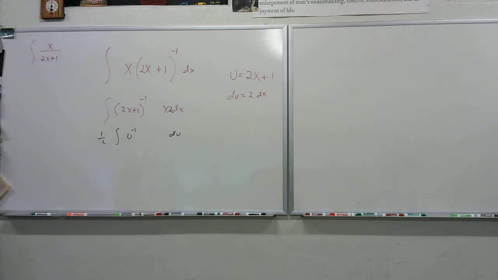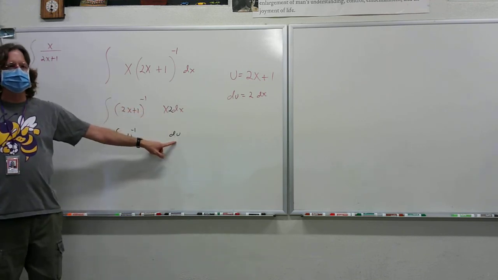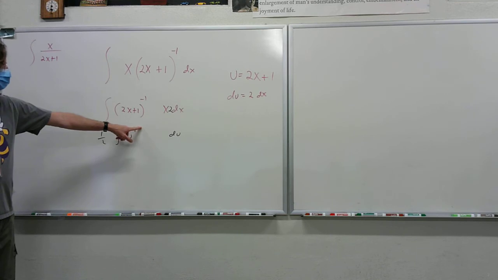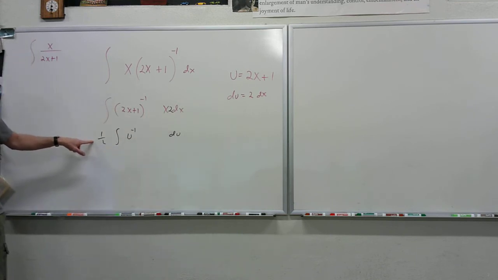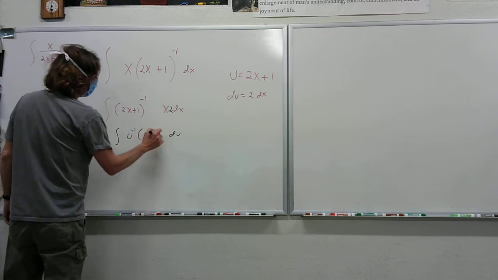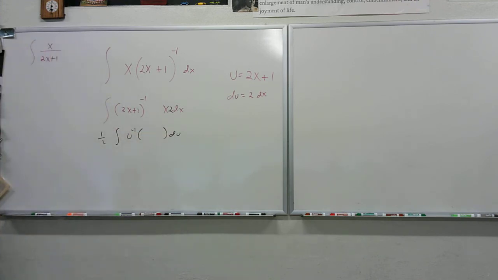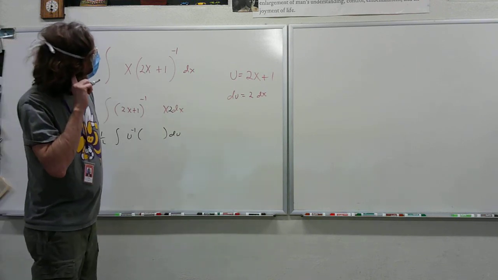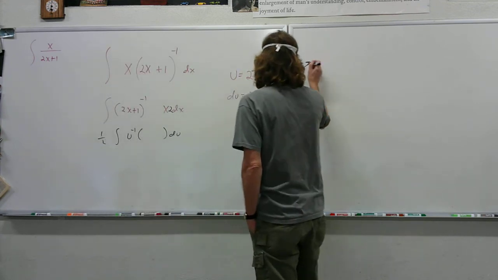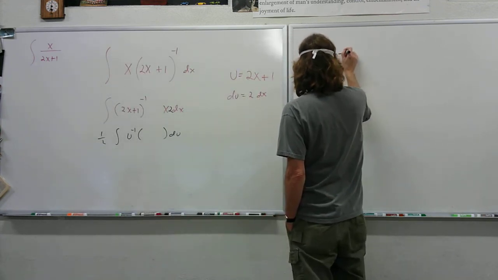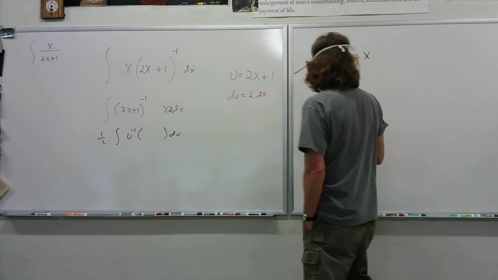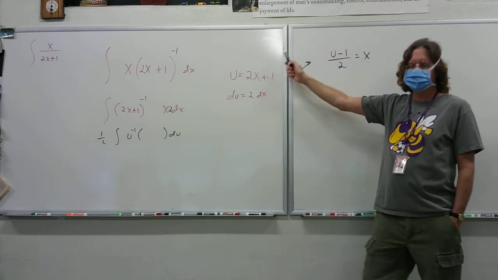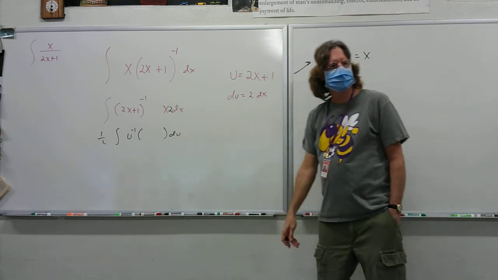So, yeah, everybody's okay that if I put a 2 there, that makes my du, doesn't it? And everybody's okay, that's u to the negative 1. If I put a 2 there, I've got to put a 1/2 out front. So what's going to go in that little set of parentheses right there? u minus 1 over 2. Say that again? u minus 1 over 2. Okay, I'm going to see if you're right. Yeah, it's u minus 1 over 2 equals x. You just solve for x so you can substitute it back into that set of parentheses.